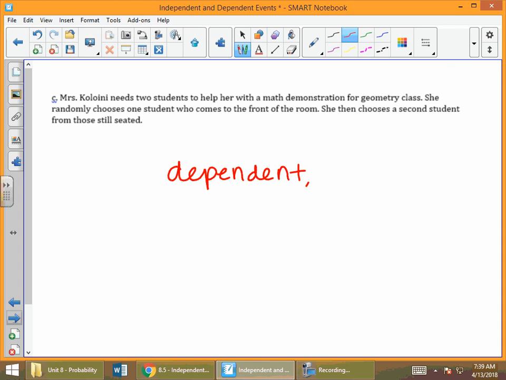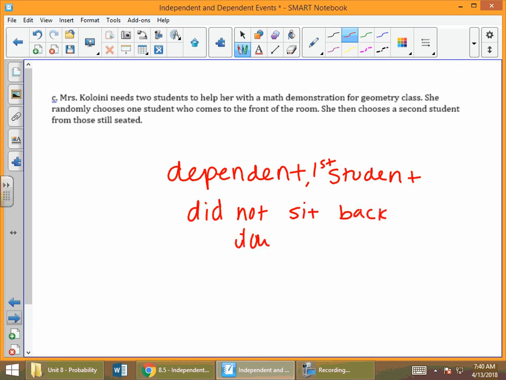Now, if she picked a student and then that student sat back down, then it would be independent because the student was replaced back to their seat. Okay? So here it's dependent. The first student did not sit back down, was not replaced. So whenever something's not replaced, again, it's always dependent.